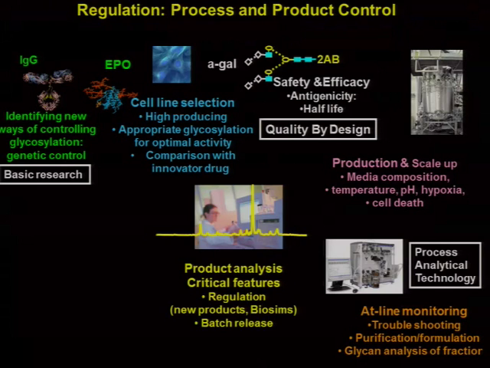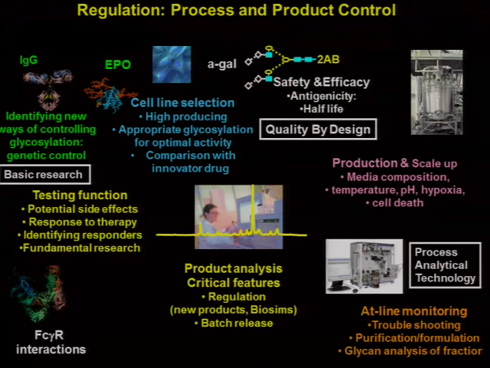When you come to product analysis, of course, now you're trying to satisfy the regulators in the first place, to demonstrate that you have appropriate levels of critical features. If you're making biosimilars, you have to show that they're like the innovator, or very similar to the innovator product. And then, of course, in the end, you're going to want to make batch releases. So proper analysis at this stage is really important.